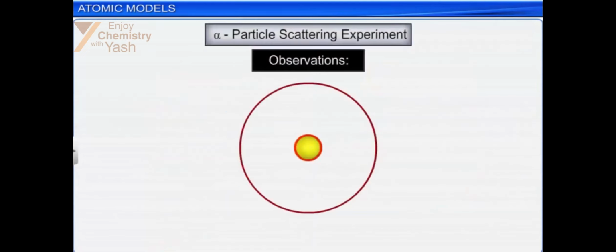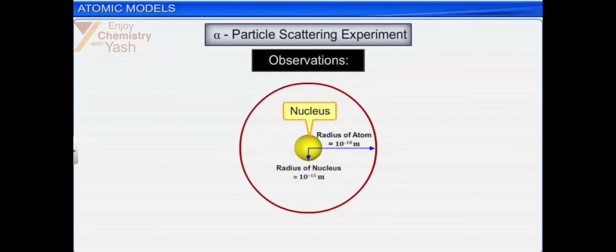Rutherford named the positively charged center present in an atom as the nucleus. Calculations by Rutherford showed that the volume of the nucleus is negligible as compared to the total volume of the atom. For an atom of radius 10^-10 meter, the radius of the nucleus is about 10^-15 meter. That means, if a cricket ball represents a nucleus, the radius of the atom would be about 5 kilometers.